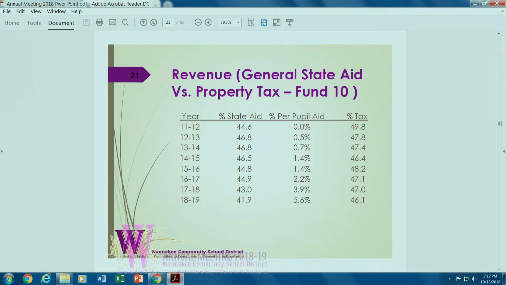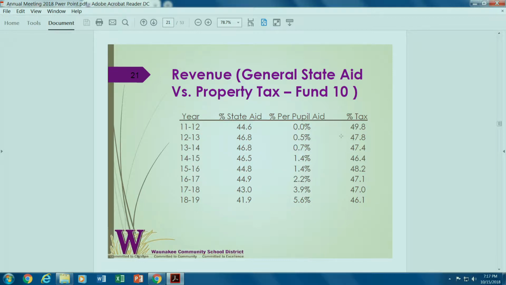This is the slide, I think, that really articulates where the dollars are coming from. When you look at 2011-12, that's just a good example of when we did not have dollars coming from some sort of categorical aid program. The revenue cap was really the driver of our revenues, and you saw 44.6% from state aid, and then the offsetting 49.8% from our tax levy.